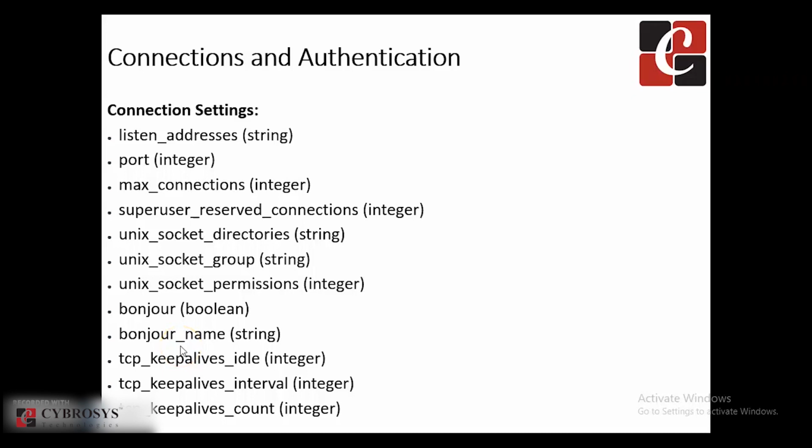Then we have Unix socket directories. So this specifies the directory of Unix domain sockets on which the server is to listen for connections from client applications. So we can give multiple sockets separated by commas. Then we have Unix socket group. So it's the owning group of Unix domain sockets. Then Unix socket permissions, the set of access permissions of these Unix domain sockets. By default it is 0777. That means anyone can connect.